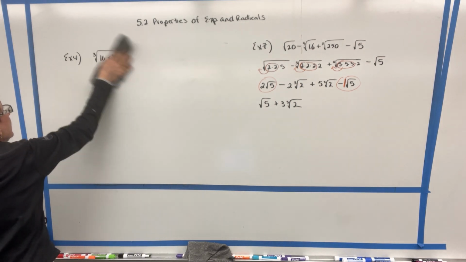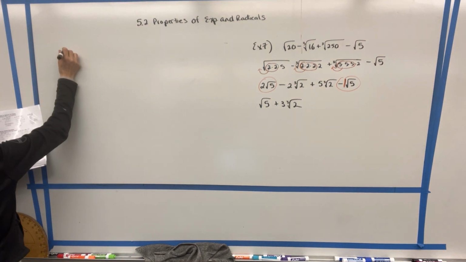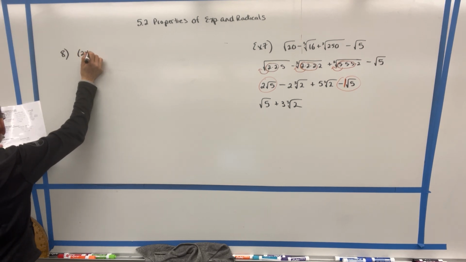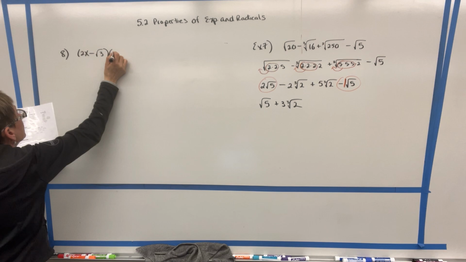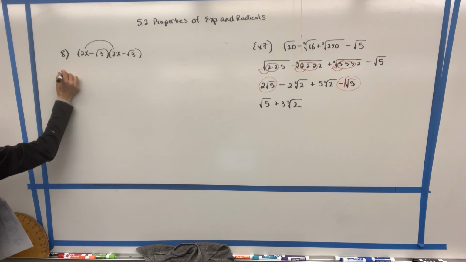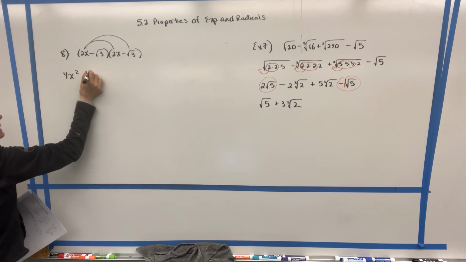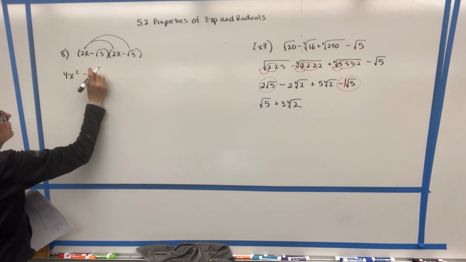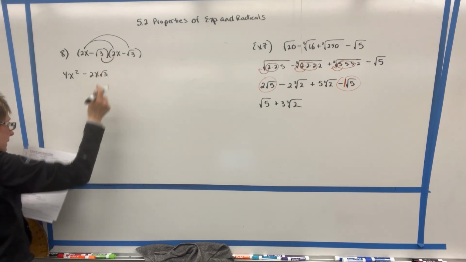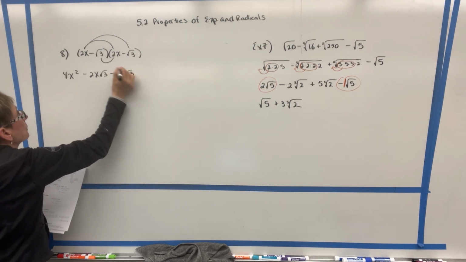All right, let's look at example number 8. If we want to multiply, we're going to be able to FOIL like we normally do. So let's do, for example, 2x minus radical 3 times 2x minus radical 3. I'm going to take 2x times 2x to get 4x squared. And then I'm going to have minus 2x radical 3. And then another negative 2x radical 3.